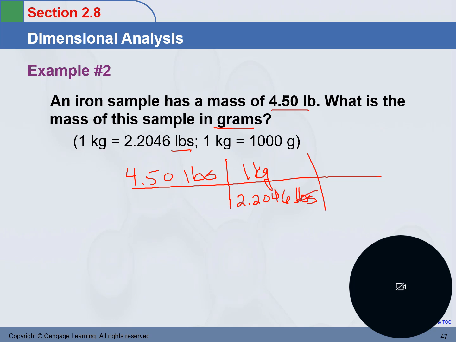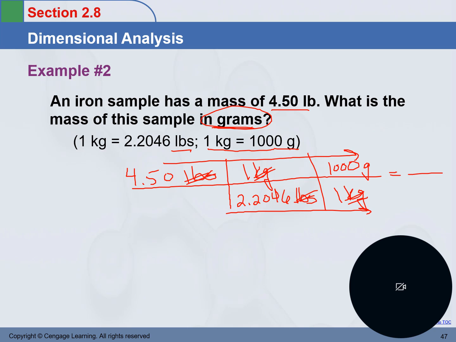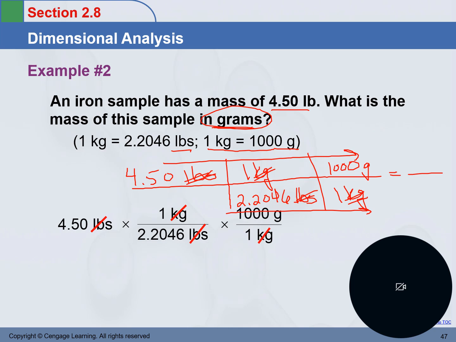1 kg is going to be up on top. Okay, my pounds have now been eliminated, but it wanted it in grams, and I'm in kilograms. So I use the second conversion: 1 kilogram, 1,000 grams. Notice I'm labeling with units. I'm watching that they drop off. I'm going to multiply straight across the top, get an answer. Multiply straight across the bottom, get an answer, and then I reduce my fraction when I'm done. So here it is all set up, showing the canceling of units. And there is my answer.